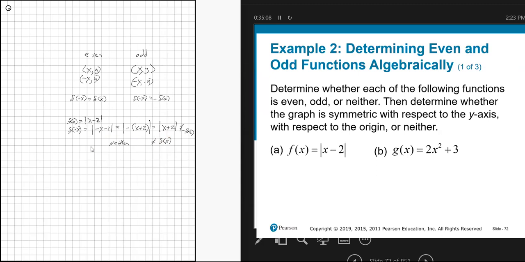Now, if both of the signs had changed inside that absolute value symbol, then it would have been odd. But since only one sign changed, not the other one, then it's neither. And let me write down letter A.